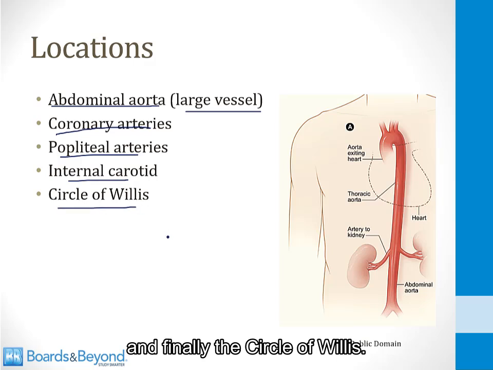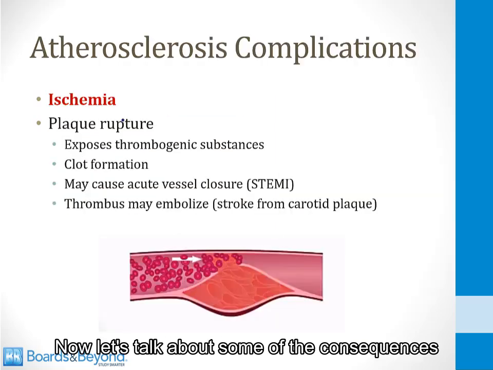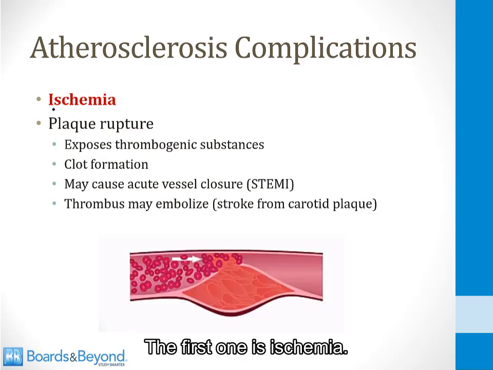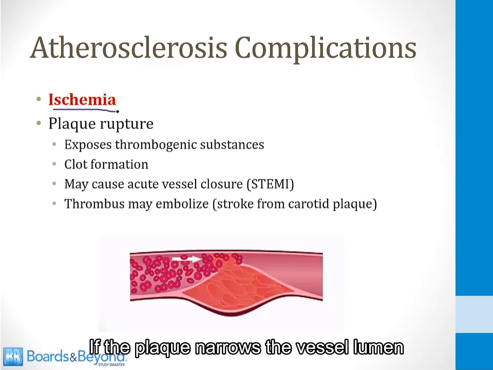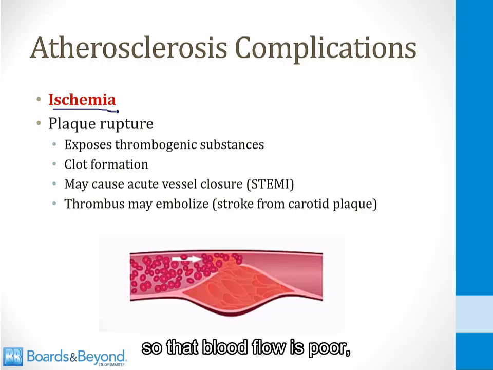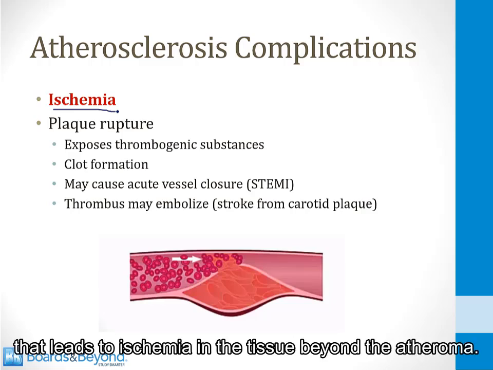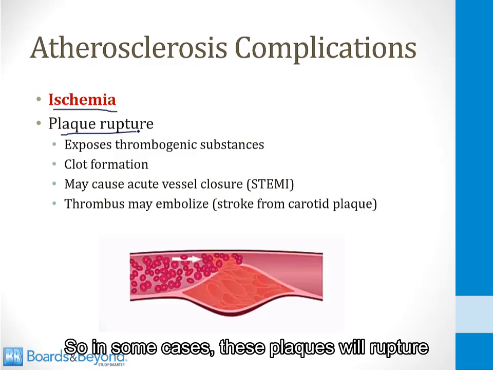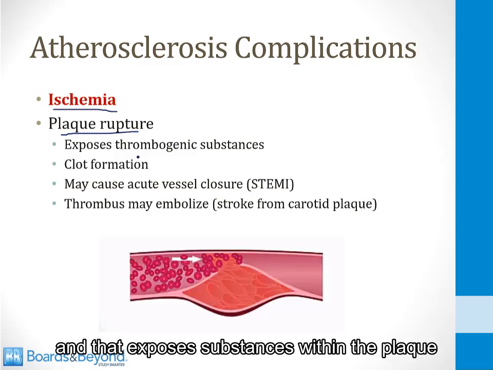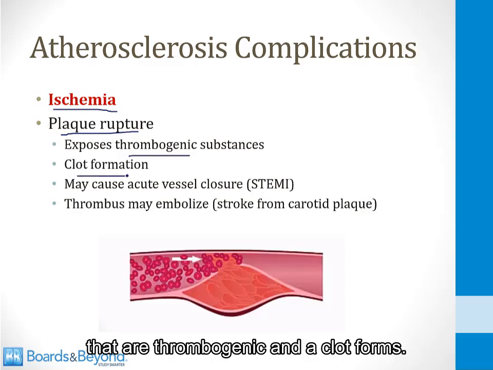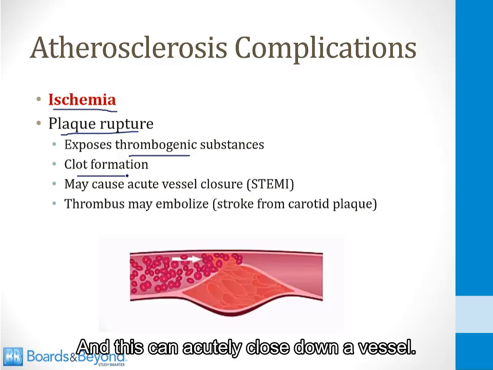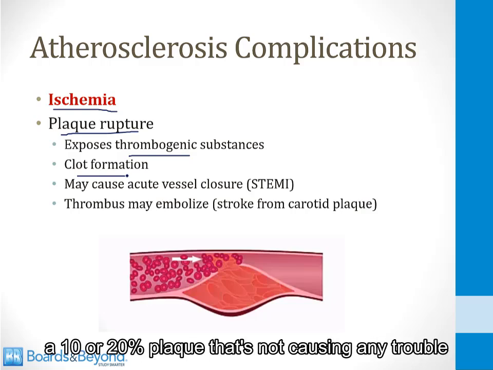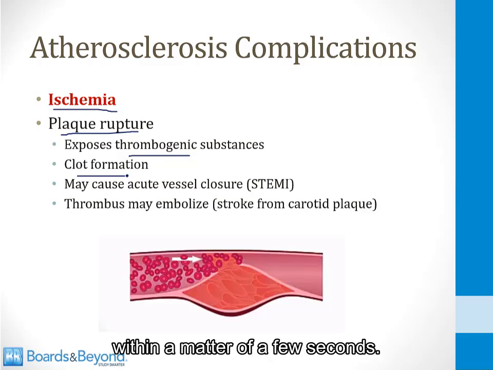Now let's talk about some of the consequences of atherosclerotic plaque. The first one is ischemia. If the plaque narrows the vessel lumen so that blood flow is poor, that leads to ischemia in the tissue beyond the atheroma. Second consequence is plaque rupture. So in some cases, these plaques will rupture, and that exposes substances within the plaque that are thrombogenic, and a clot forms, and this can acutely close down a vessel. In other words, a vessel can go from having a 10 or 20% plaque that's not causing any trouble to being completely occluded within a matter of a few seconds.